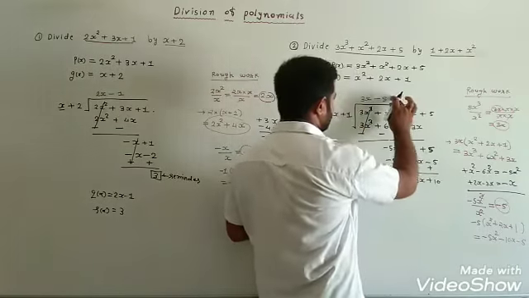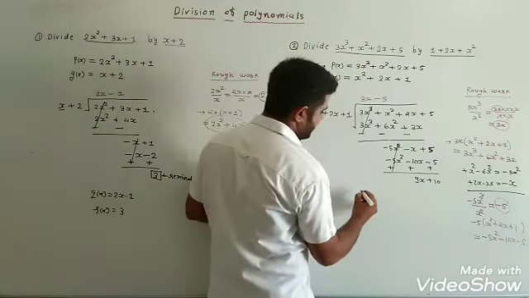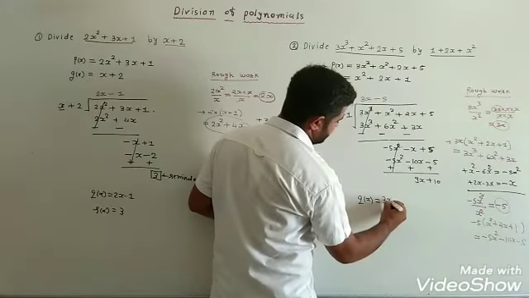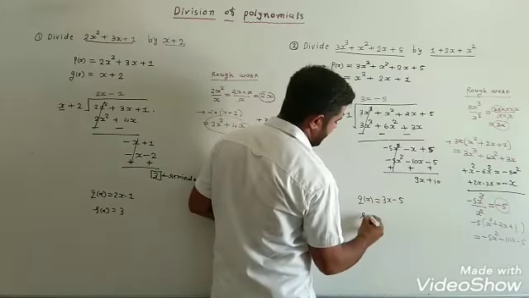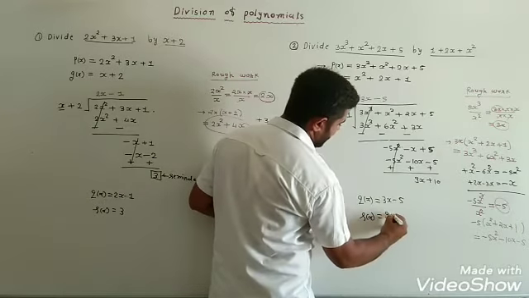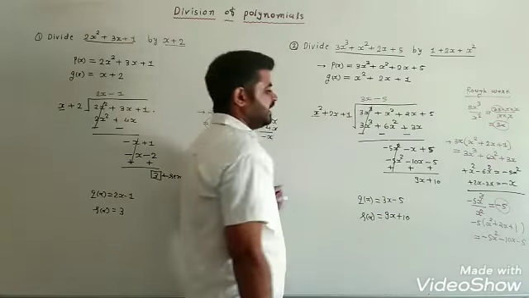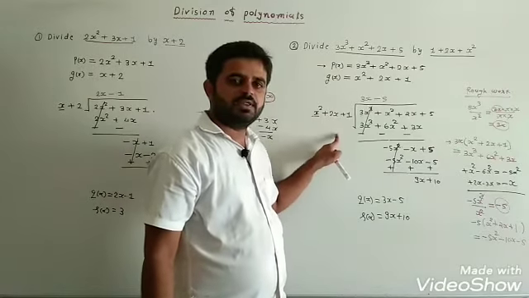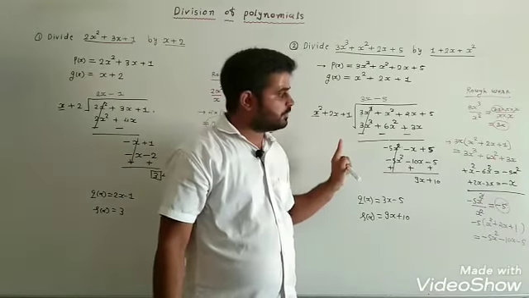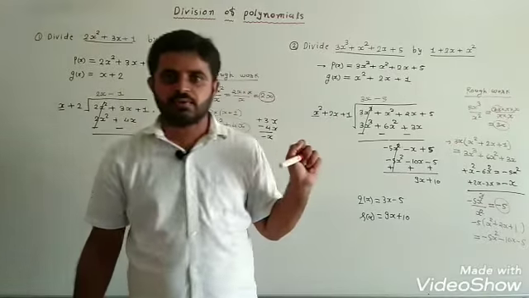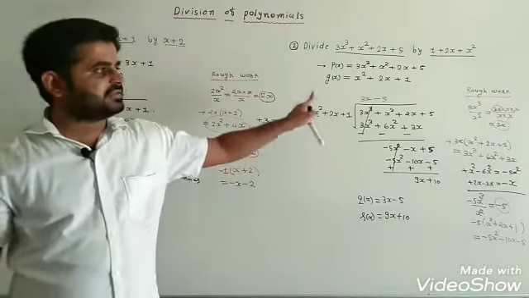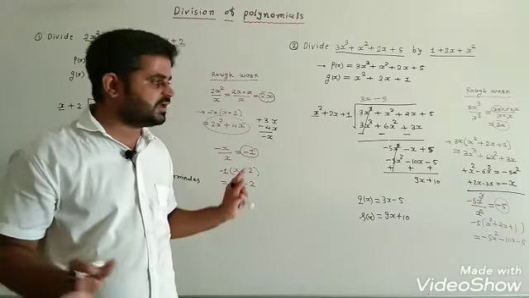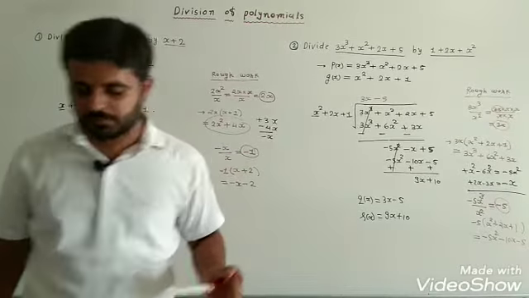It is a remainder, it is a quotient. So we have to write the final answer. Quotient q of x is equal to 3x minus 5 and remainder r of x is equal to 9x plus 10. Here the power of the remainder is always less than the power of the divisor. Okay, this concept is important. So we can do the division in this way. If you are not able to calculate this sum directly, then you have to do this type of rough work. But for examination purposes, there is no need of this rough work.